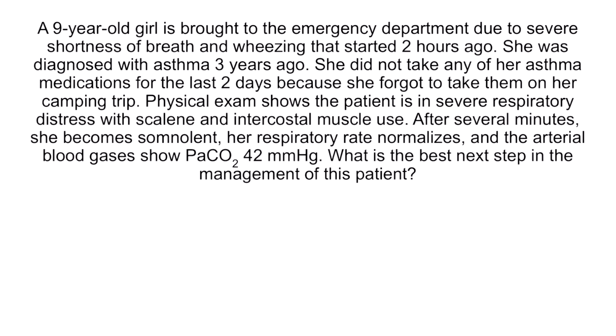A 9-year-old girl is brought to the emergency department due to severe shortness of breath and wheezing that started 2 hours ago. She was diagnosed with asthma 3 years ago. She did not take any of her asthma medications for the last 2 days because she forgot to take them on her camping trip. Physical exam shows the patient is in severe respiratory distress with scalene and intercostal muscle use. After several minutes, she becomes somnolent. Her respiratory rate normalizes, and the arterial blood gases show PaCO2 of 42. What is the best next step in the management of this patient?